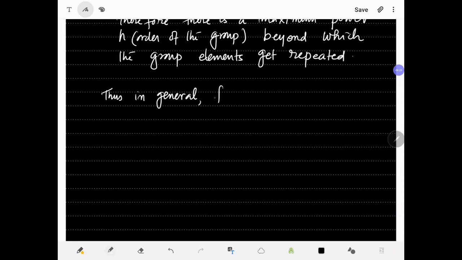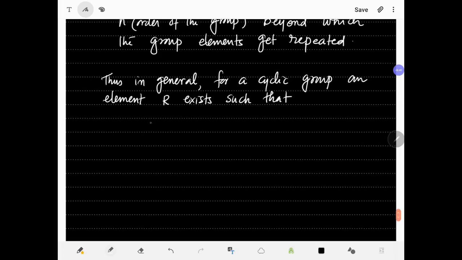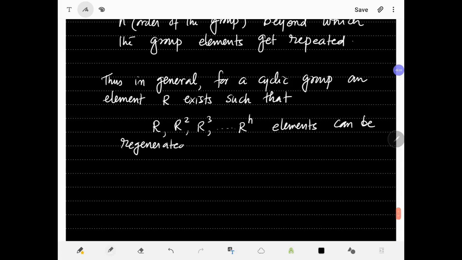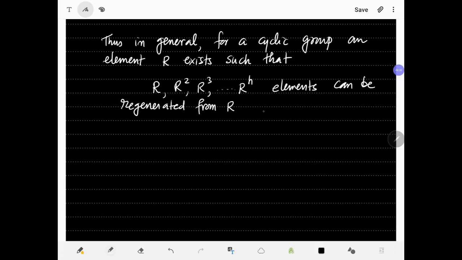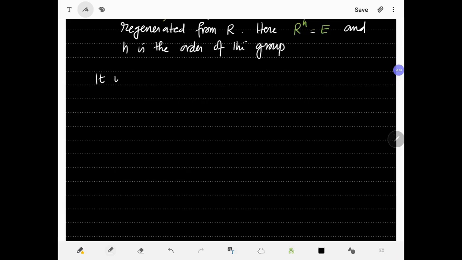Thus, in general, for a cyclic group, an element R exists in that group such that the element R to the power 2, R to the power 3, etc. up to R to the power h, number of elements, can be regenerated from R by taking its powers. And of course here R raised to h is identity element. So in the case of a cyclic group, there is an easier method to construct a group multiplication table.